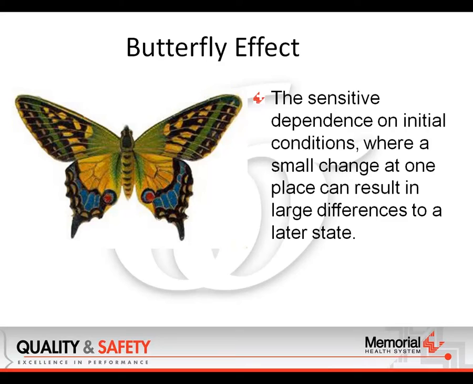And taking this into account, we look at the butterfly effect. This is what simulation really shows to us. The butterfly effect is the sensitive dependence on initial conditions, where a small change at one place can result in large differences to a later state. We see that a lot in complex organizations such as healthcare. You make a small change in one part of the process and it has this ripple effect, or this butterfly effect, down the road.